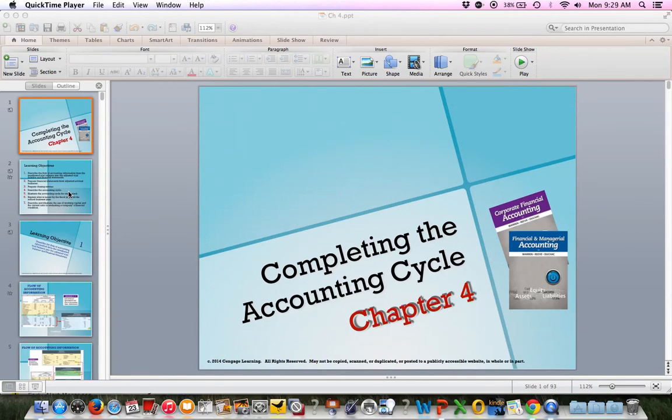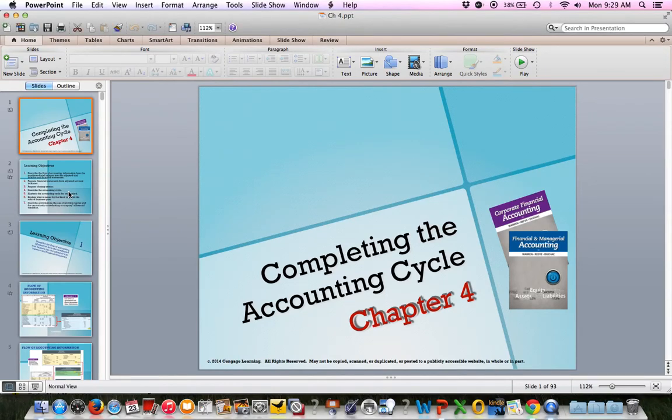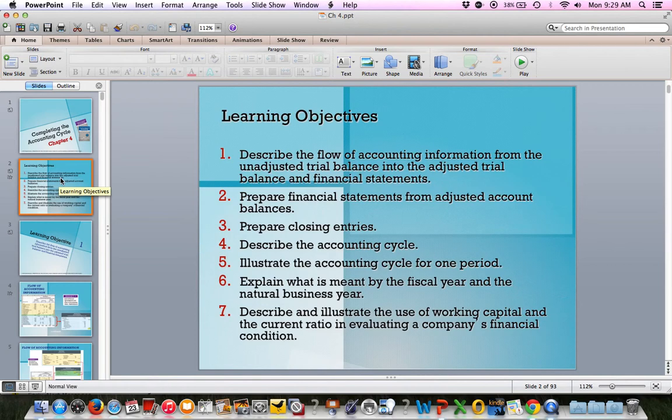Chapter 4. And you can see them right here. We'll talk about the flow of accounting information. We'll talk about preparing financial statements, closing entries. We'll talk about the accounting cycle, and then talk about what a fiscal year means, and then also use a few ratios about working capital and the current ratio.